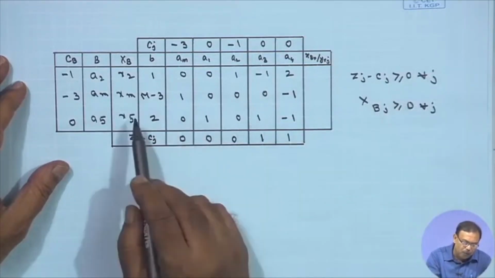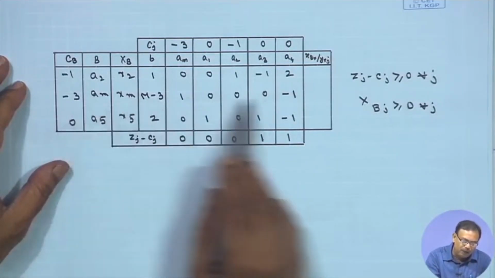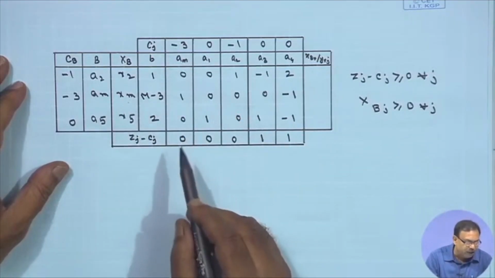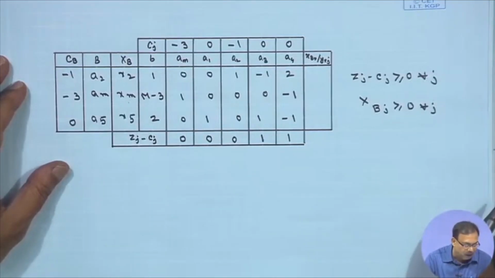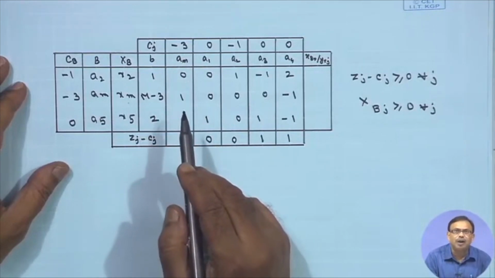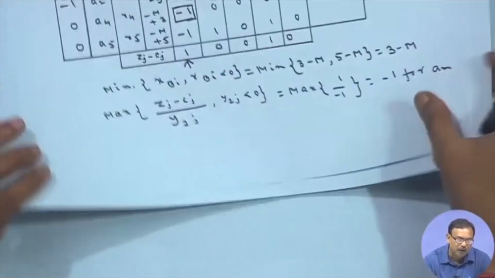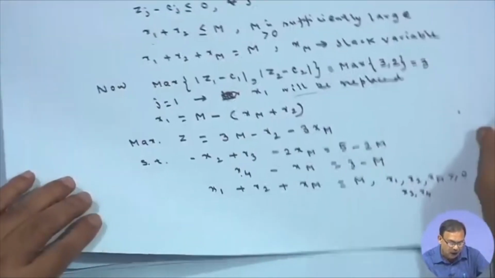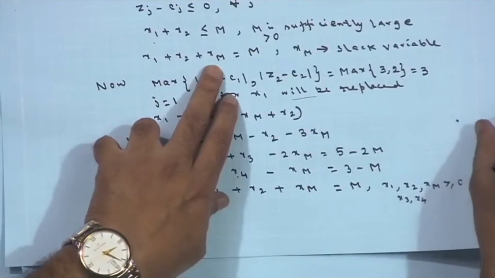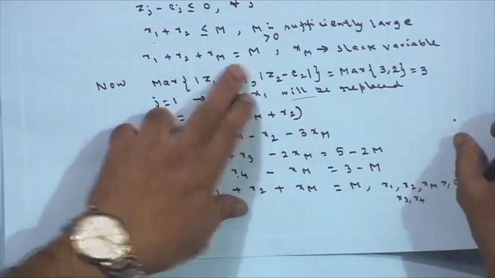So, now what do you do? You delete the row corresponding to this artificial variable, that is xm, over here. So, basically delete the row and column corresponding to the artificial constraint. We added the artificial constraint over here. If you see in this case, we added the artificial constraint this way, and xm was your slack variable.